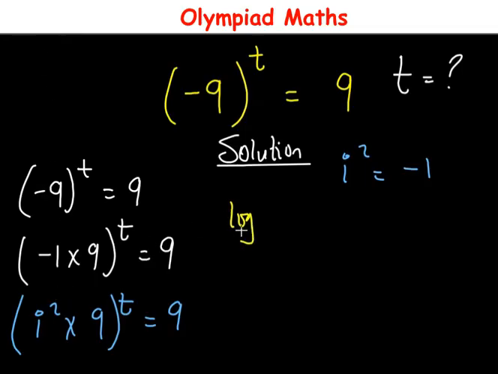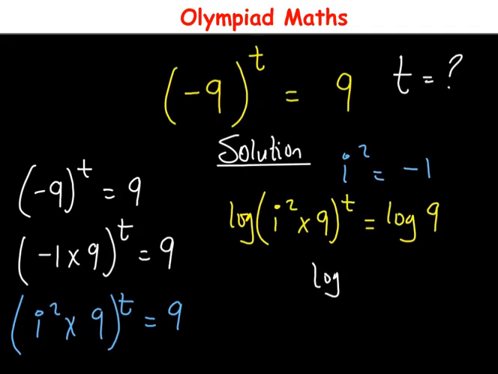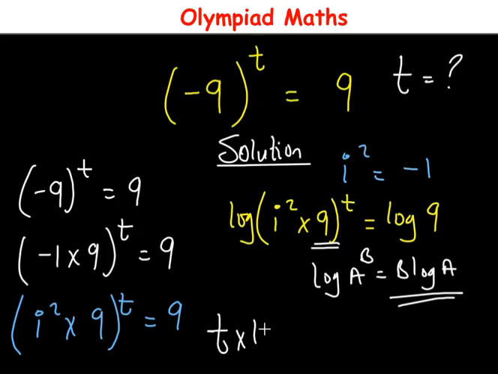So log of (i squared times 9) all raised to power t is equal to log of 9. At this junction, applying the rule of logarithm, that if you have log of a raised to power b, this equals b times log of a. Applying this rule right here, power t becomes t times log of (i squared times 9) is equal to log of 9.